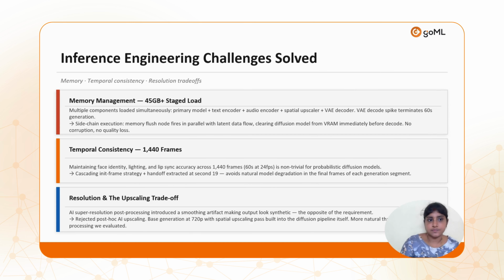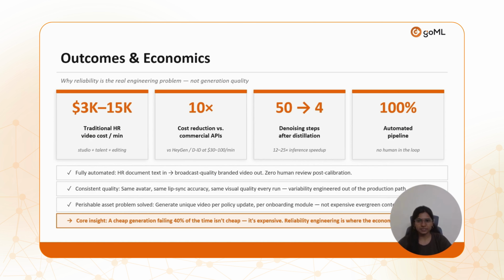natural results. Traditional HR video production runs $3,000 to $15,000 per minute. Commercial AI APIs like agents or production costs, but replace it with $30 to $100 per minute, still unaffordable at scale. Our pipeline produces a video at an order of magnitude below those commercial APIs cost. Fully automated text in and branded video out.